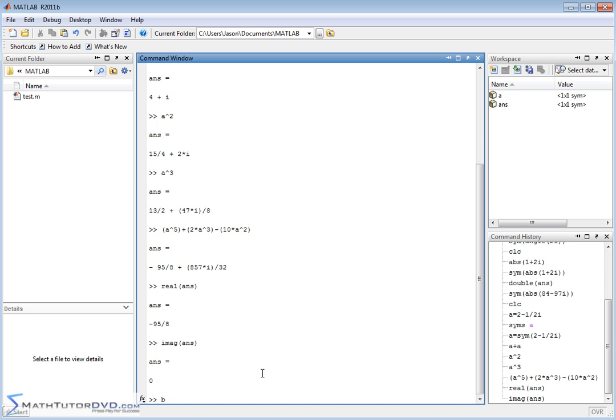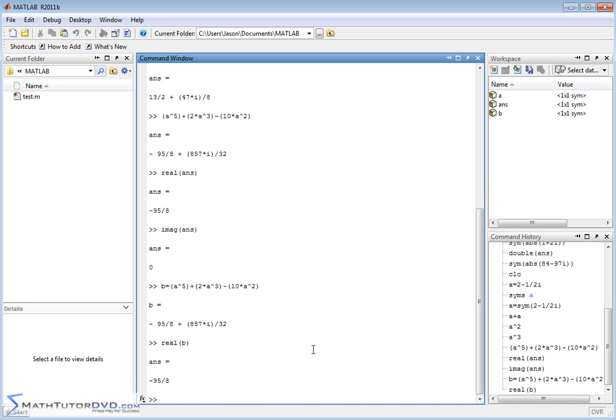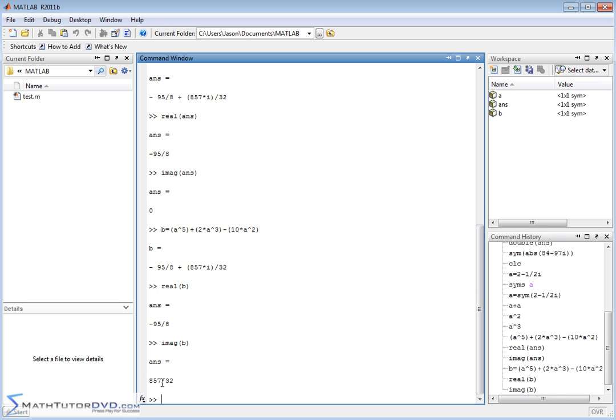What you really should do is set another variable B equal to what we did right here. So I can just highlight this, copy, Control C, and paste it down here. So variable B is now equal to the answer that I want to deal with. So the real part of B is given by that. The imaginary part of B is given by 857 over 32.